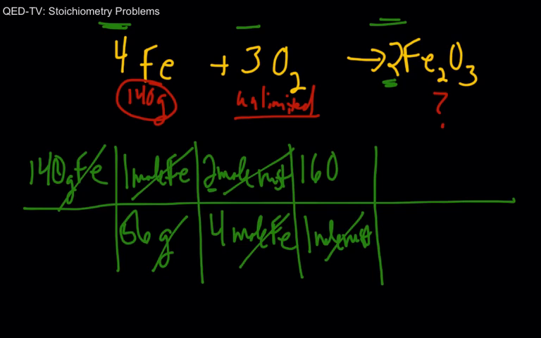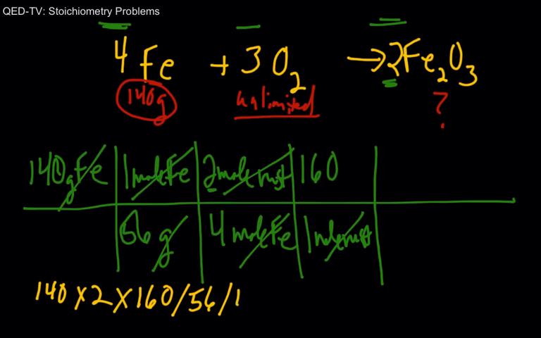If I did the math down here, it'd be 140 times 2 times 160, divided by 56, and divided by 4, and I get 200 grams of rust. 200 grams of rust. Okay? So if you look at this, this is a stoichiometry problem, is all it is. And if you look at it, really, what did we all do?